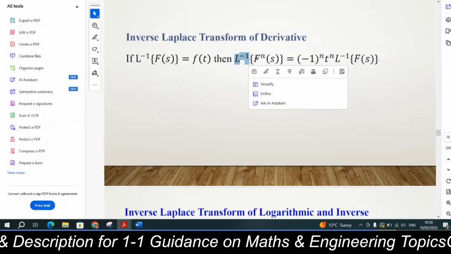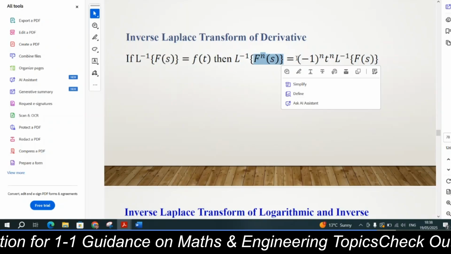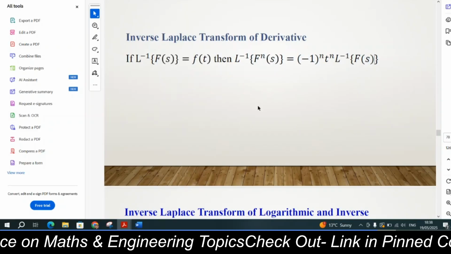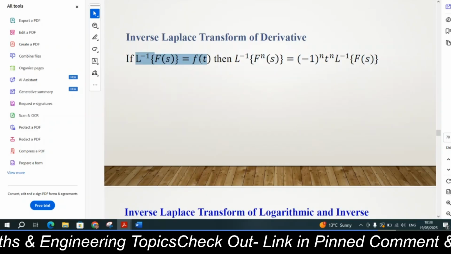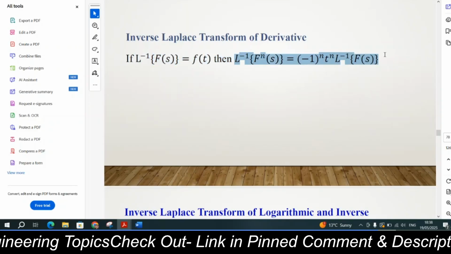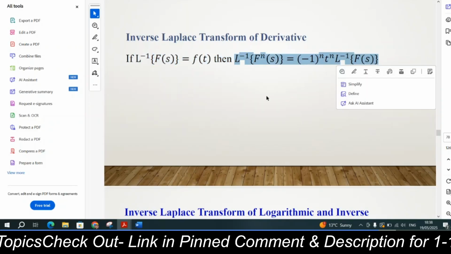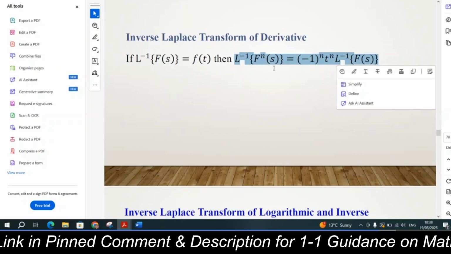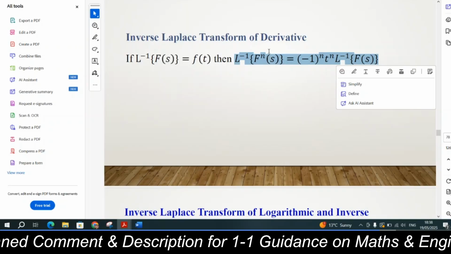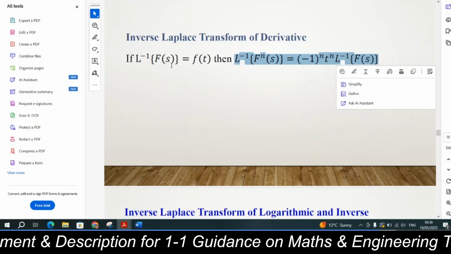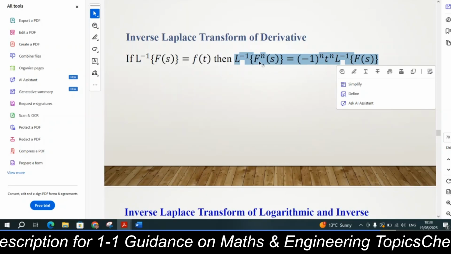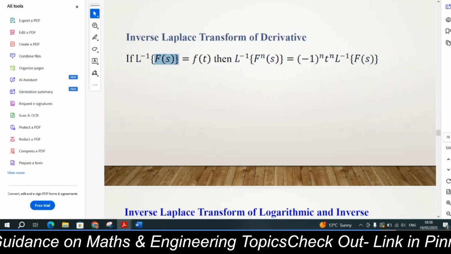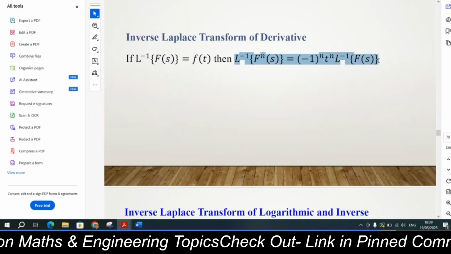So we are not using that actually. This is separate, because we already know inverse Laplace of F of s is f of t. In that case, the inverse Laplace of the nth derivative of F of s becomes minus 1 raised to n into t raised to n into inverse Laplace of F of s. Only when we know this, we can actually do this.